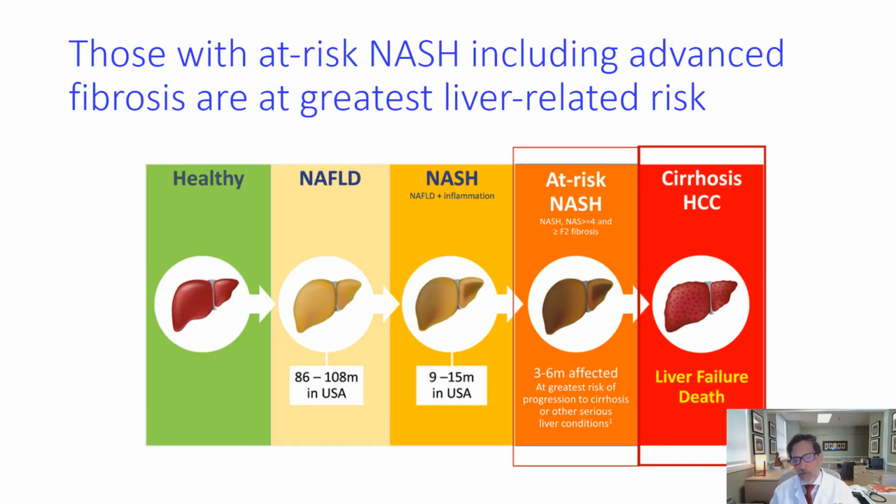effective strategies. To develop effective strategies, we need to identify who is at greatest risk of developing these outcomes, because everybody is not at the same risk. So we think about this as through this progression from a healthy state to fatty liver to NASH to what we call at-risk NASH, which is presence of NASH, activity score of 4 or higher, and fibrosis stage 2 or higher. And these are the people who have increased mortality, increased liver-related outcomes, and eventually these are the ones who will go on to develop cirrhosis, liver failure, and death.